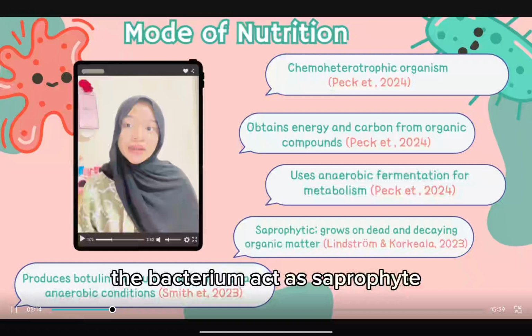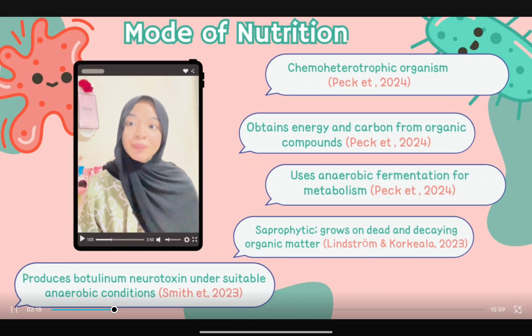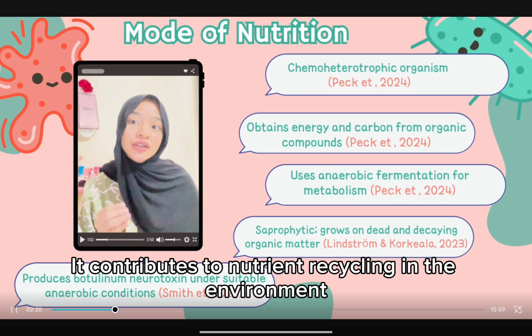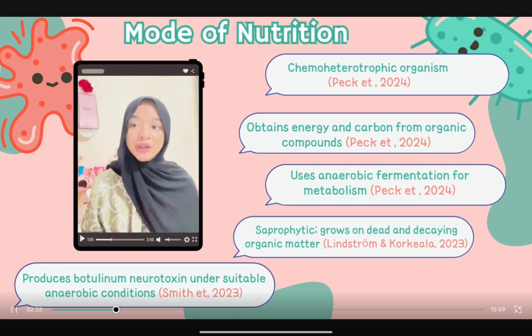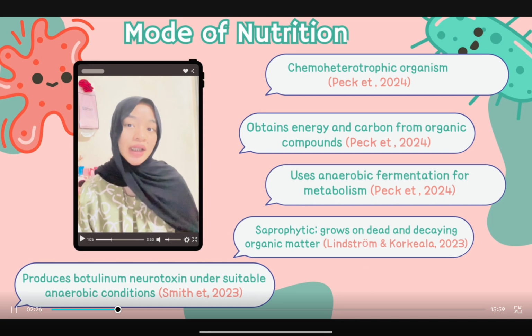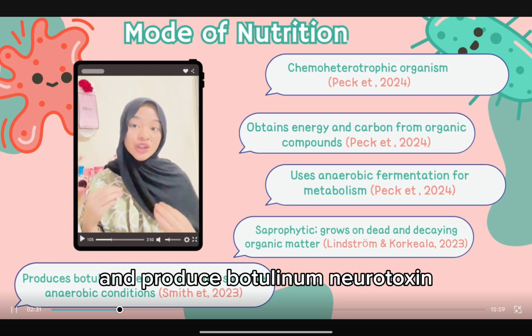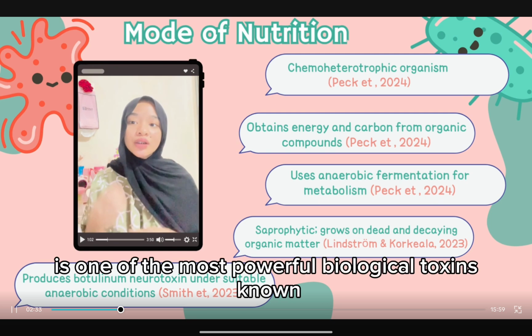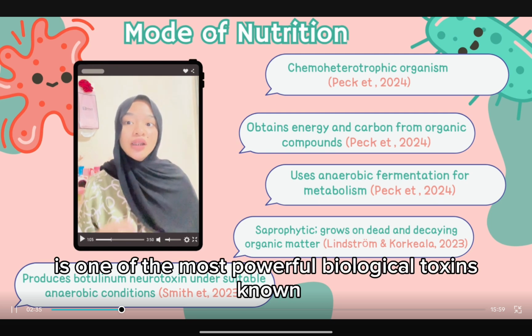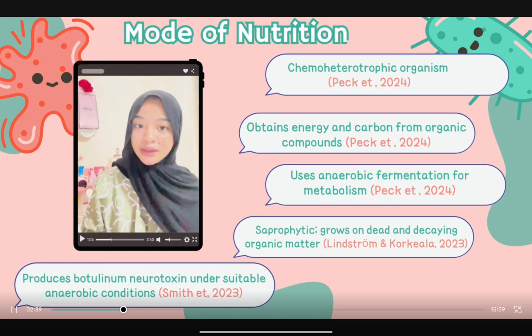The bacterium also acts as a saprophyte, meaning it feeds on dead and decaying organic matter. By breaking down these materials, it contributes to nutrient recycling in the environment. However, under suitable anaerobic conditions, especially in improperly preserved foods, the bacterium can multiply and produce botulinum neurotoxin. This toxin is one of the most powerful biological toxins known and is responsible for the disease called botulism.